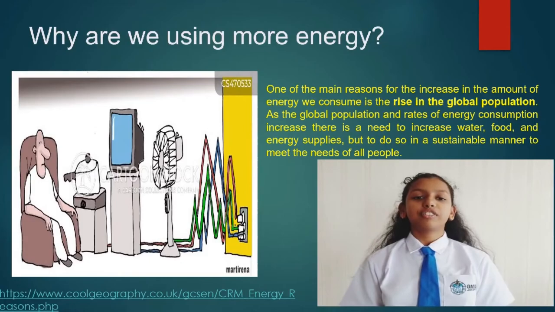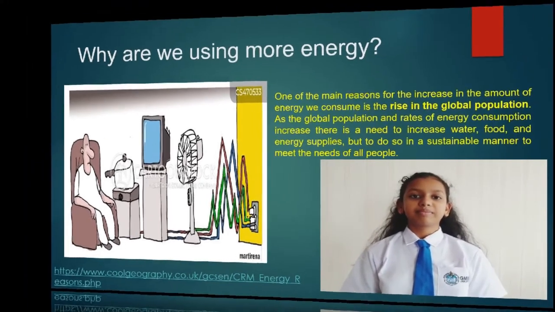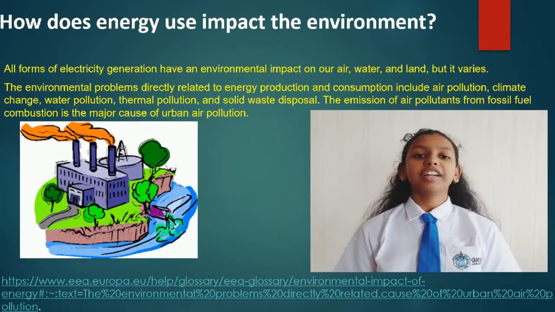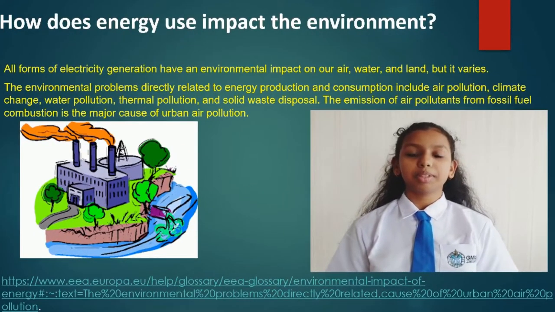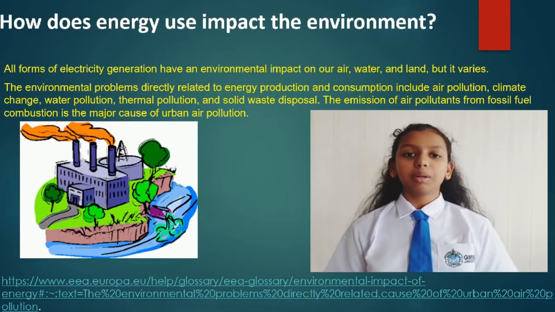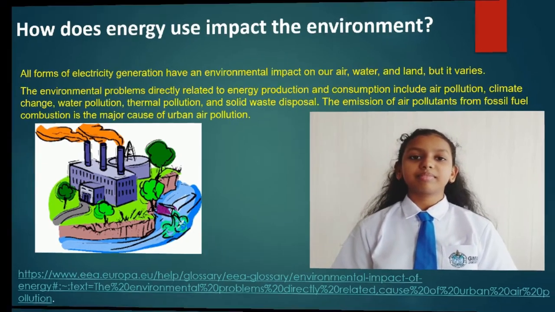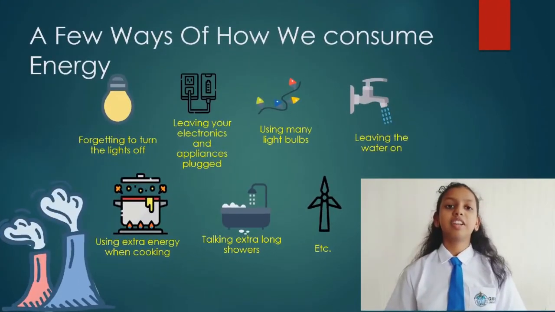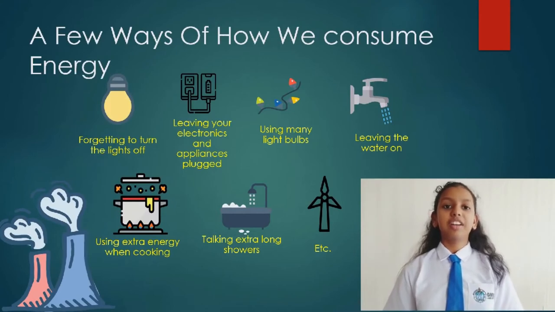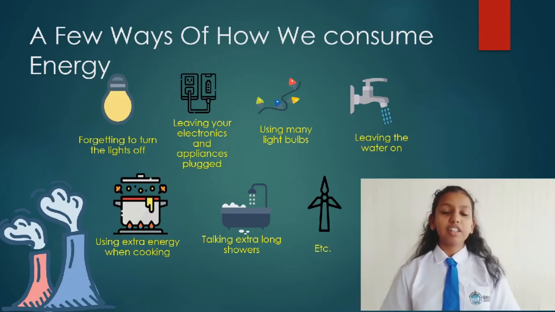The main reason of over energy consumption is overpopulation. Over energy consumption gives us problems like soil erosion, global warming, etc. Causes include forgetting to turn the lights off, leaving your electronics and appliances plugged in, using many light bulbs, taking extra long showers, using extra energy for cooking, etc.